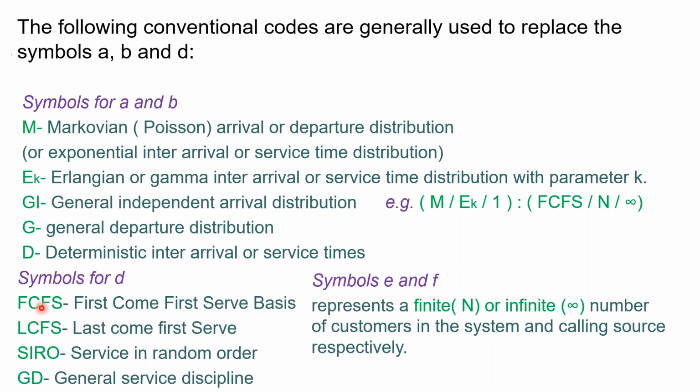Now first come, first serve is your service discipline, because D represents your service discipline. A represents your arrival rate distribution. B represents your service rate distribution. C represents the number of channels. D represents the discipline, your channel discipline, service discipline.